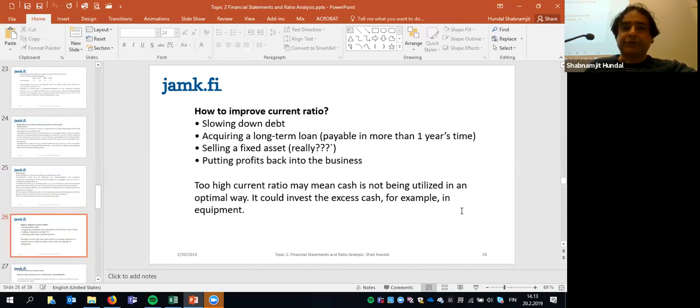How to improve current ratio? Well, slow down debt repayment, acquire a long-term loan which is payable beyond a year. Selling a fixed asset, is it a good reason? If your company is having less cash or less current assets, should you start selling your assets? Because when you start selling assets, your cash bank balance will zoom, it will be a big increase. But that's not a good reason. How would you operate? If you start selling your property, assets, then you may not even exist.